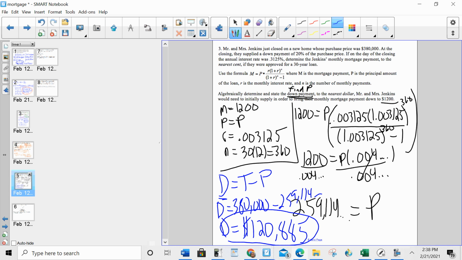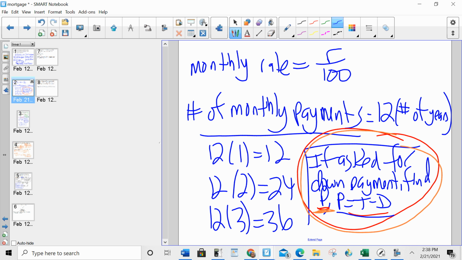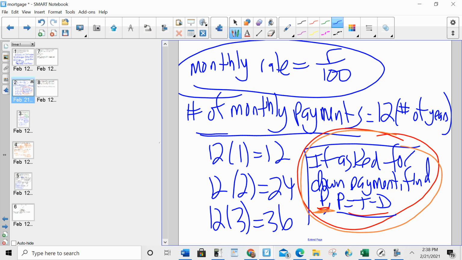So, listen, these are definitely long questions. They look hard. They're really not. I think the hardest part is right here. If they ask you for the down payment, you have to find P. Once you find P, you do D equals T minus P. And at the beginning of the problem, it's the same thing. If they give you D, then you have to do P equals T minus D. Other little twist, the monthly rate: make sure you divide the rate by 100, make it into a decimal. Number of monthly payments is 12 times the number of years because there are 12 months in a year.